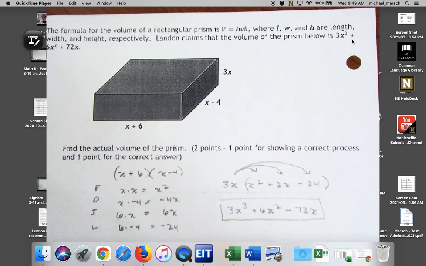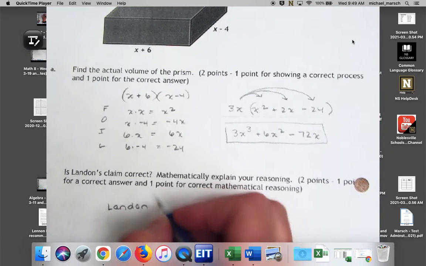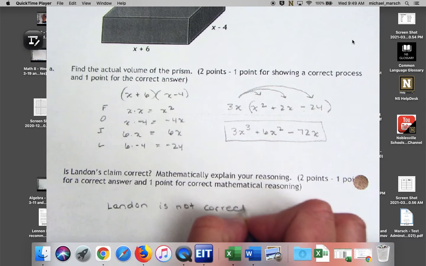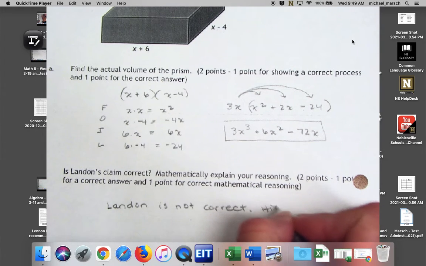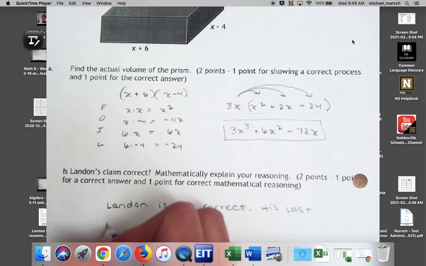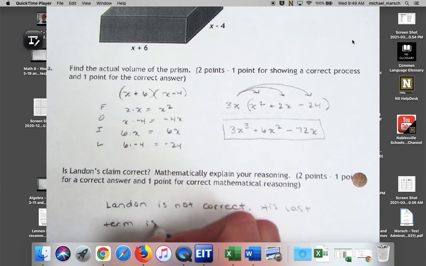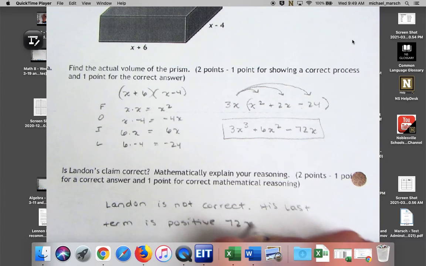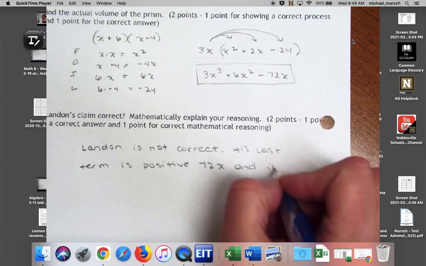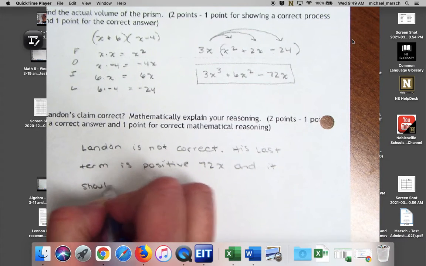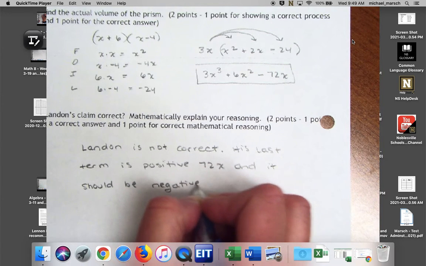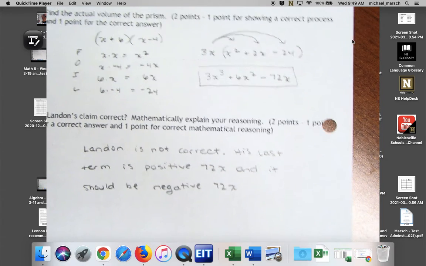So Landon is not correct. His last term is positive 72x. And it should be negative 72x.